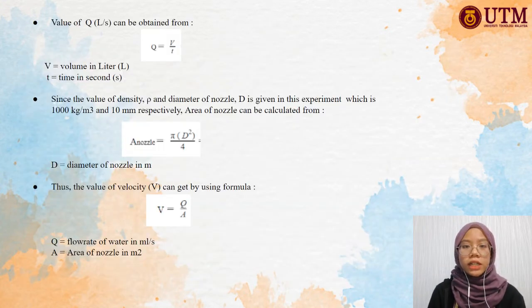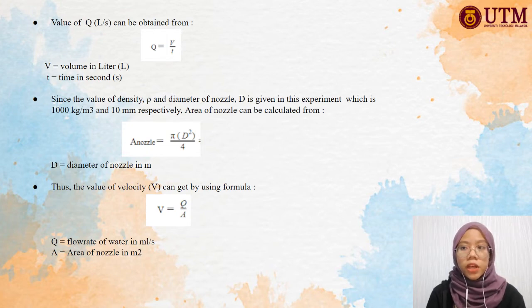In order to calculate the Q value, we can use the formula Q equal to V over T, where V is the volume in liters and T is the time in seconds. Since the density and the diameter of the nozzle D are already given in this experiment, which are 1000 kilogram per meter cube and 10 mm respectively, we can obtain the area of the nozzle by using the formula pi d squared over 4, where the diameter is in meters.